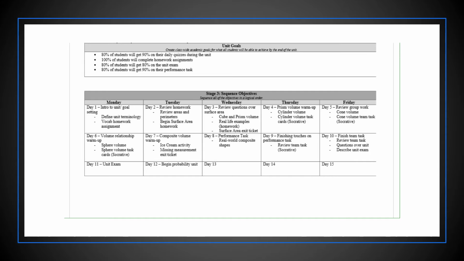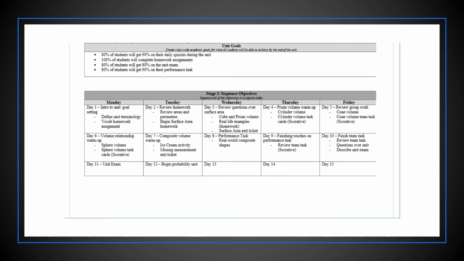Day 7, we'll have a composite volume warm up, as we've looked at all of them. We've had cylinders, cubes and prisms, cones, spheres. Those are the shapes that we use to build composite shapes, or we may have to subtract one of those for our composite shape. And then we're getting into our ice cream activity, which is an activity that I'll show you later on, and a missing measurement exit ticket.